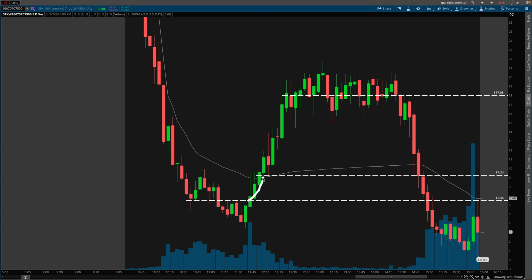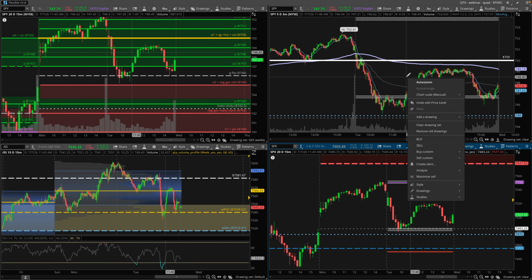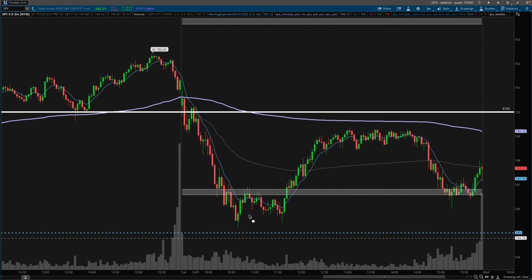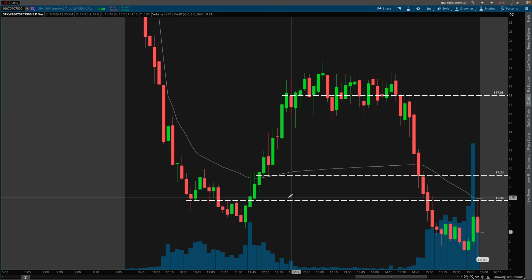The scalp essentially is back up to VWAP. So if you are getting long down here or anywhere in this area, your target is essentially going to be VWAP, which is right here. That is a scalp essentially from here to here. Boom, in and out. A decent trade.